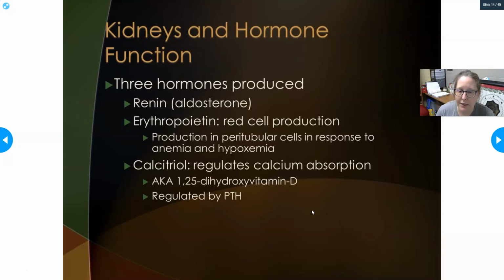Calcitriol is an active form of vitamin D. Calcitriol is also known as 1,25-dihydroxyvitamin D. It's regulated by parathyroid hormone, and it helps to regulate calcium absorption in the kidneys, to reclaim calcium and put it back into the body, because parathyroid hormone is secreted in response to low calcium levels. So it works with vitamin D to reabsorb calcium in the kidneys.